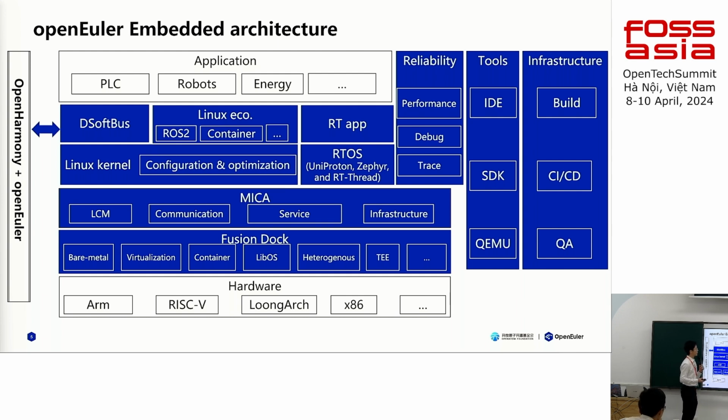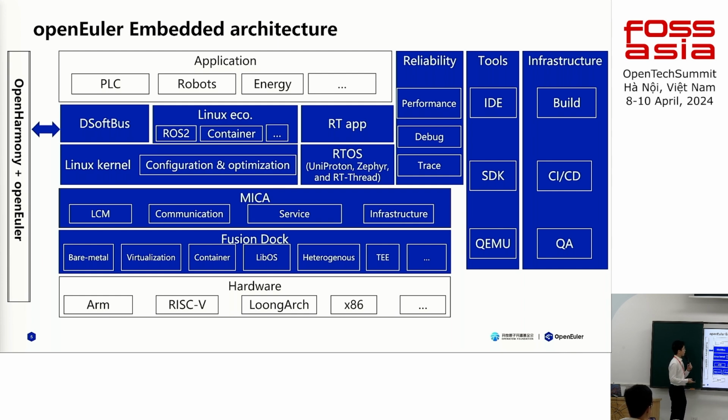And at the bottom part, we have the Fusion Dock, which is a collection of technologies to support multi-OS running, including virtualizations, containers, etc. And above that, we have the MICA framework, which is the management framework for lifecycle management for multi-OS. And we can also provide a communication framework for different OS communication. And above the MICA framework, we have various types of OS.